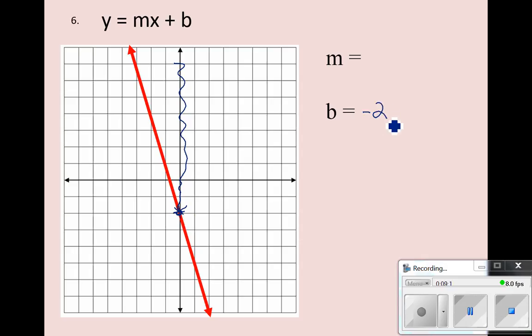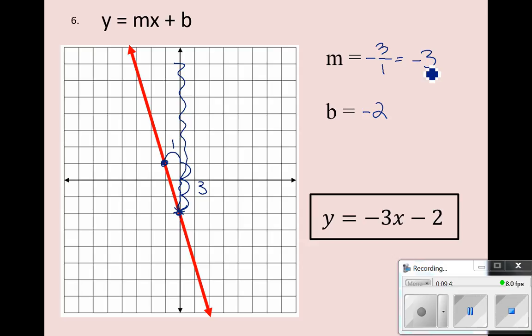Then I'm going to do rise over run. 1, 2, 3 over 1. I know it is a negative slope, so I will write negative 3 over 1. And because we're writing the equation, we can simplify that to just negative 3. Now we can substitute it in to y equals mx plus b to write our equation. So y equals negative 3x minus 2.